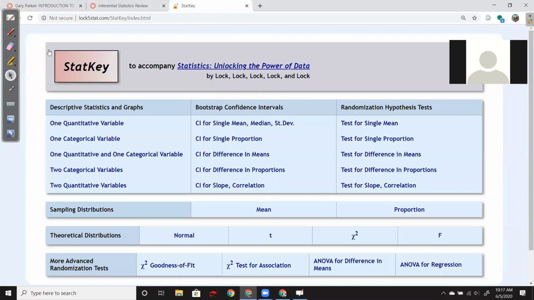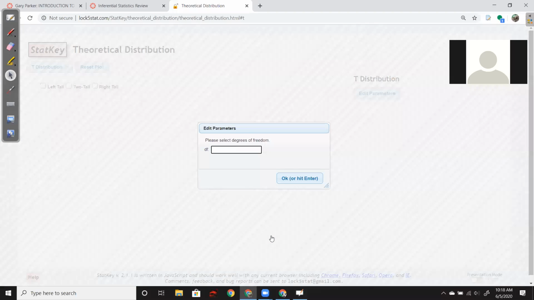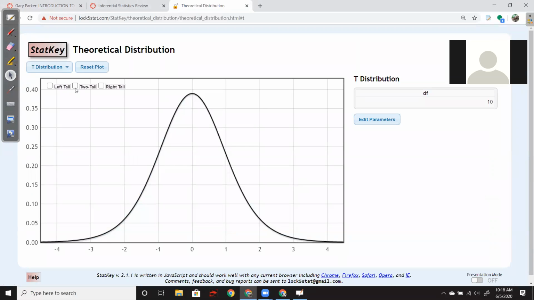So to get the t-score, I did it in StatKey. Degrees of freedom are always one less than the sample size. So I go down to theoretical t. I had a sample size of 11, so I would say degrees of freedom is 10. It's always one smaller. And then to get the t-score, you just put in your confidence level in the middle here.